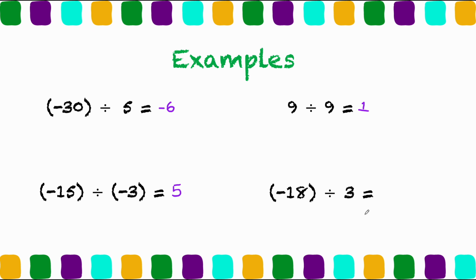And the last one here, we have two different signs. We have negative 18 being divided by positive 3. Now, two different signs, we know our answer will be negative, and 3 into 18 goes 6 times, so our answer will be negative 6.